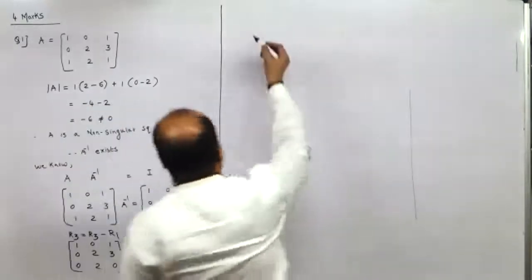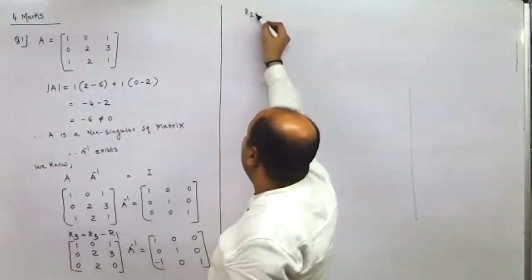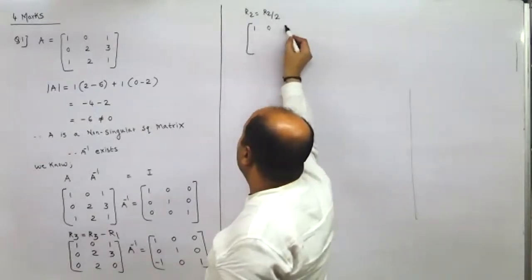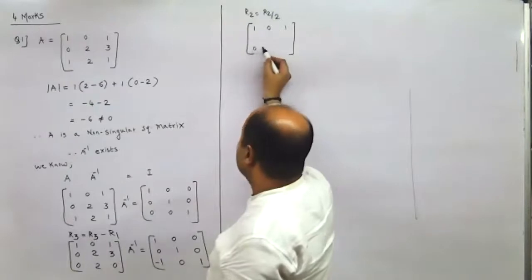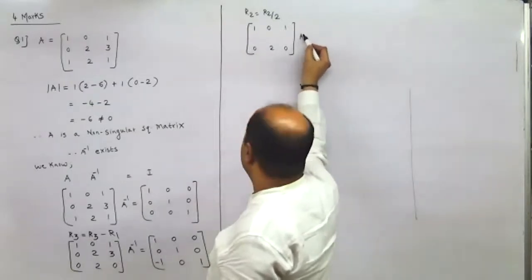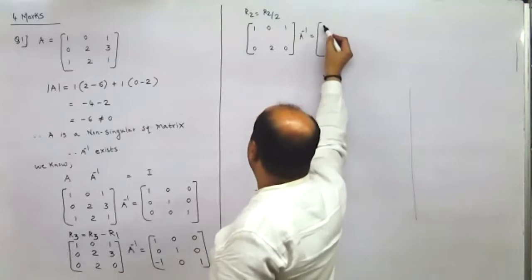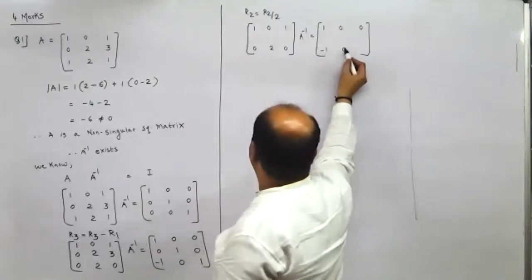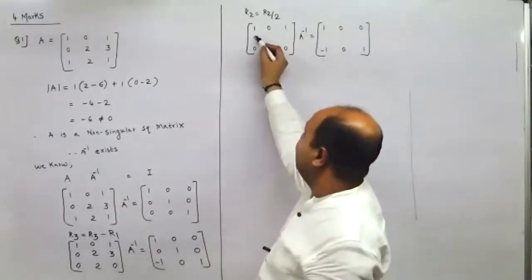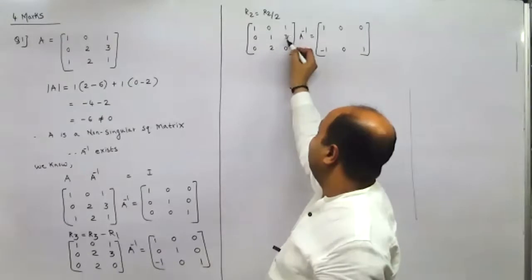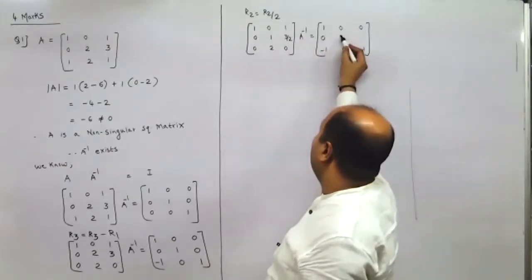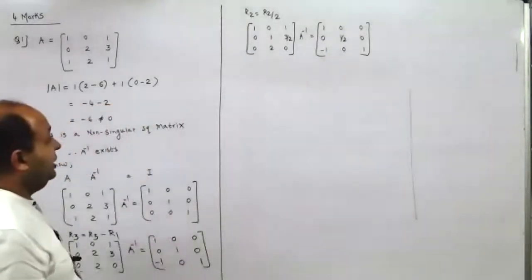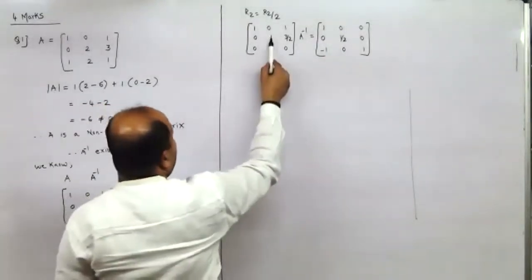Now here R2 equal to R2 by 2. So I'll get here 1, 0, 1. This is 0, 2, 0. A inverse equal to, I'll get here 1, 0, 0. I'll get here minus 1, 0, 1. Now R2 by 2, 0. This is 1. This is 3 by 2. This is 0. 1 by 2. This is 0. Next. Here, make this 0 using this one.